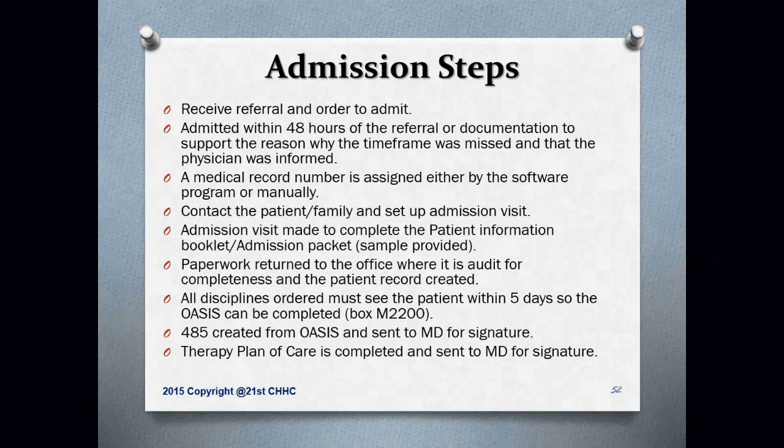So let's just review the admission steps for the patient. So first, we're going to receive a referral and an order to admit. Now, if you're billing Medicare already, once you receive that referral and that order to admit, the first thing that you're going to do is go into the Medicare system and confirm Medicare eligibility. If it's an insurance patient, then you're going to contact the insurance and make sure that you're a provider and that you have an authorization to see the patient, and the patient has benefits to cover the home care visits.